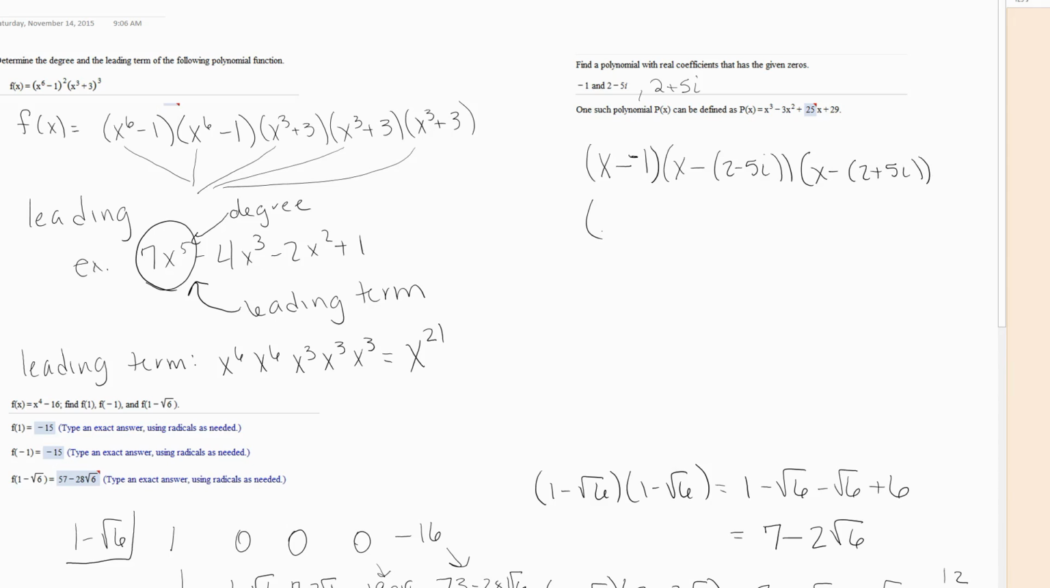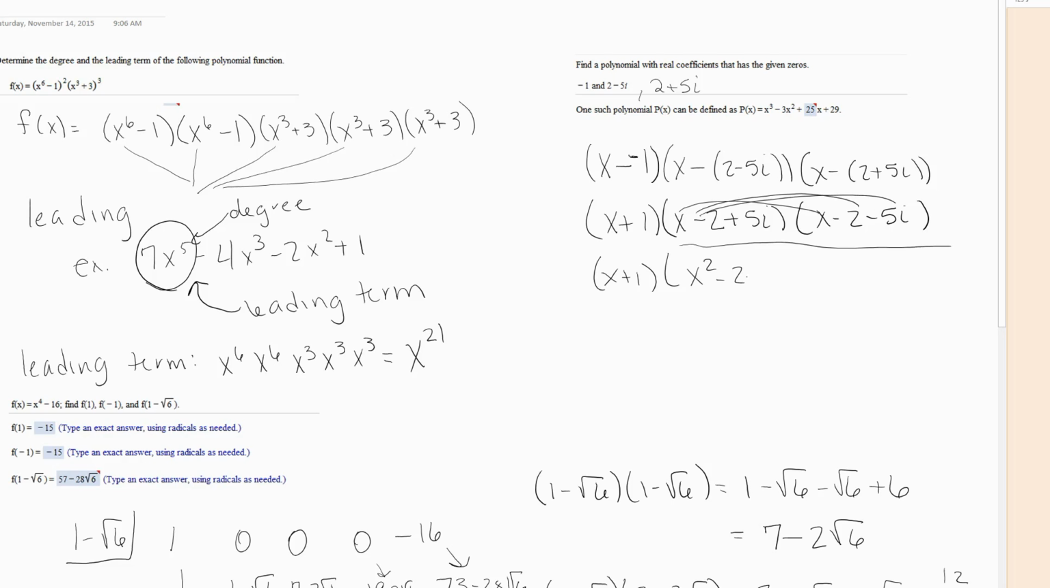Now we're going to simplify this a little bit before we multiply it out. So x minus a negative will be x plus 1. Then I'm going to distribute this negative before we multiply it out. So it'll be minus 2 plus 5i. And then here it'll be x minus 2 minus 5i. Now, to make this simpler in a minute, we're first going to FOIL out the two that are conjugates of each other. So we'll multiply the x all the way through. So that'll give us x squared minus 2x minus 5ix.